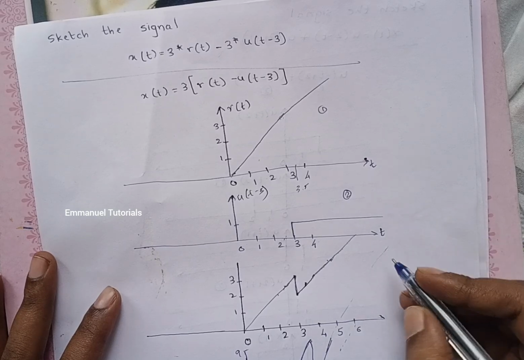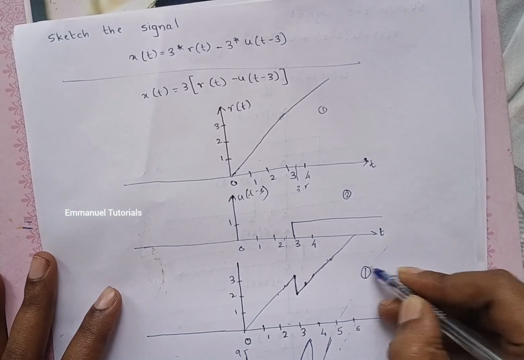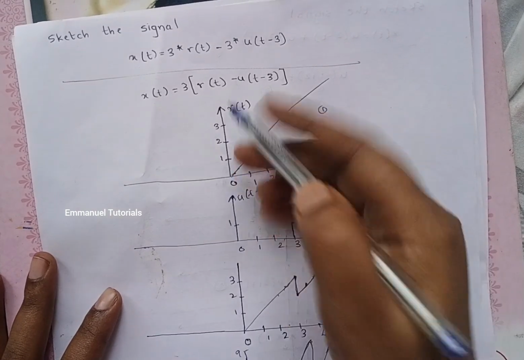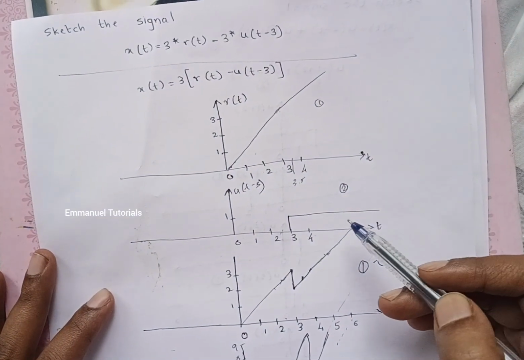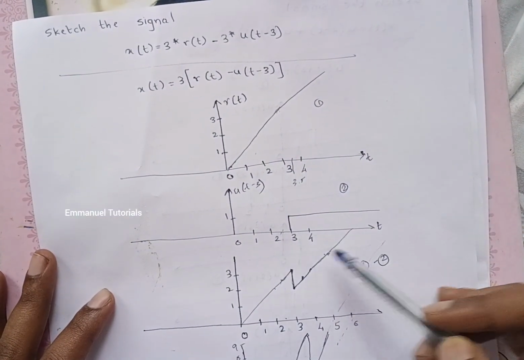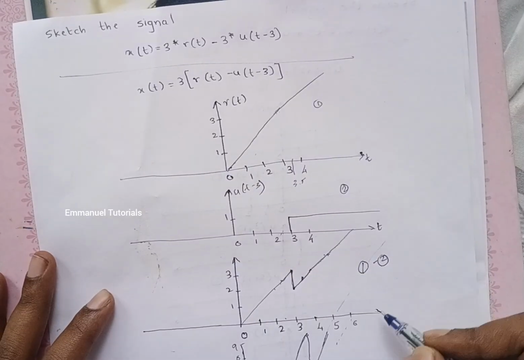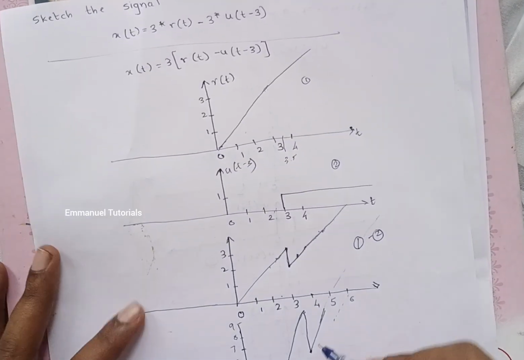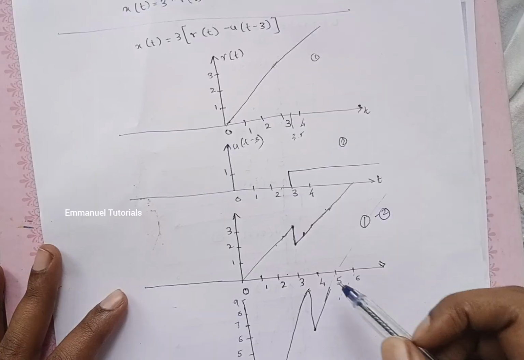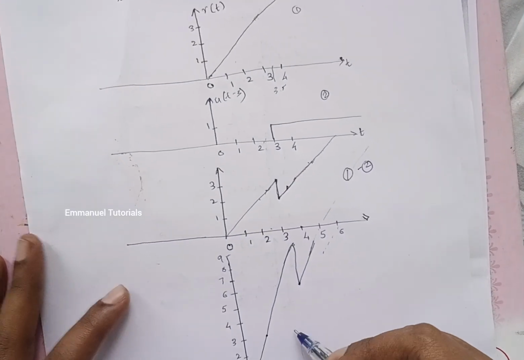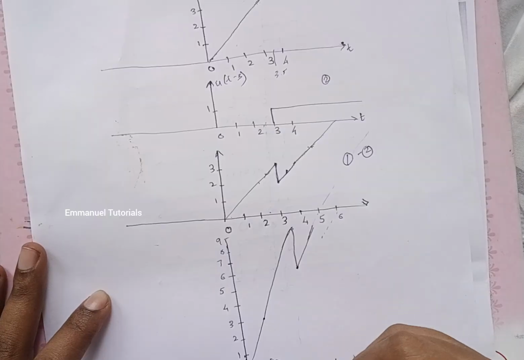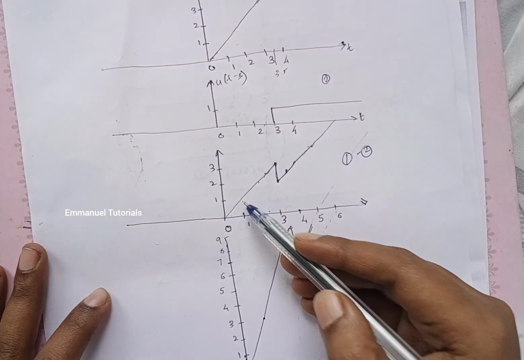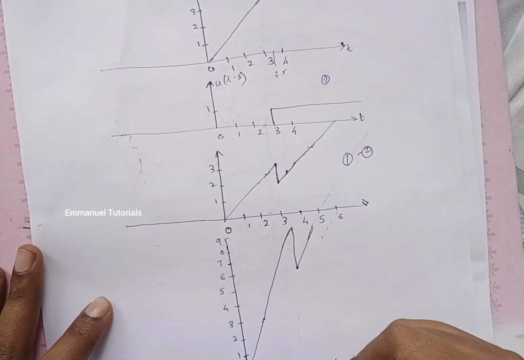Hope you got the step. So this is r of t minus u of t minus 3, and we also have an amplitude scaling. So amplitude scale this signal by 3. So if you multiply it by 3, at 0, first signal's amplitude is 0. So 0 multiplied by 3 is 0. At 1, first signal's amplitude is 1. So it will be 3.